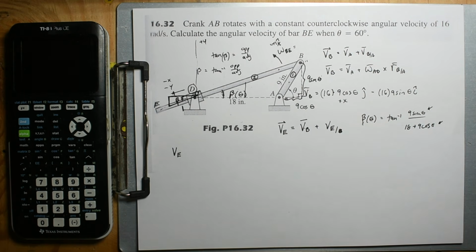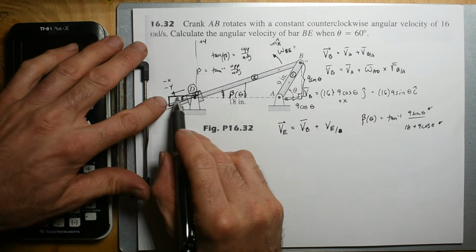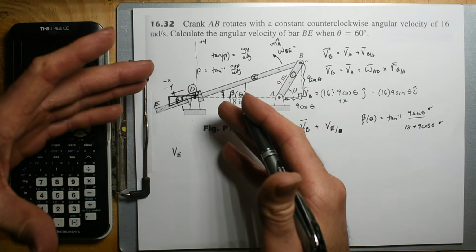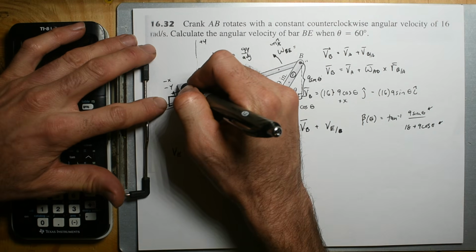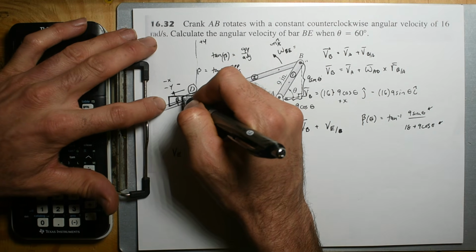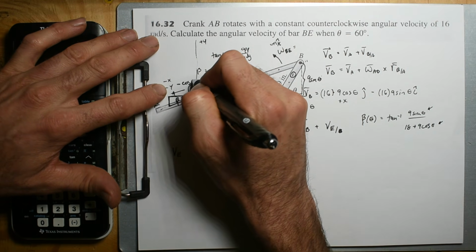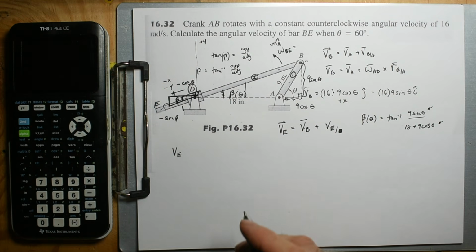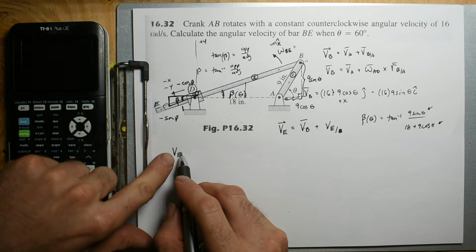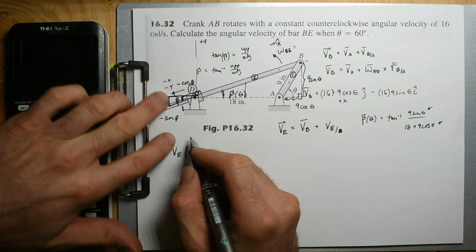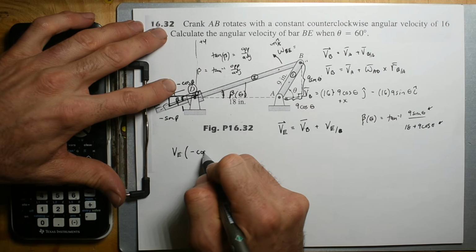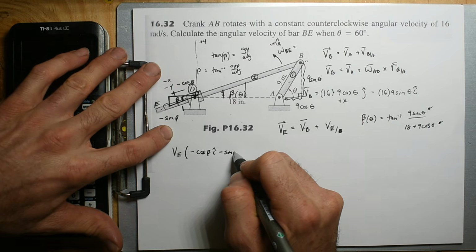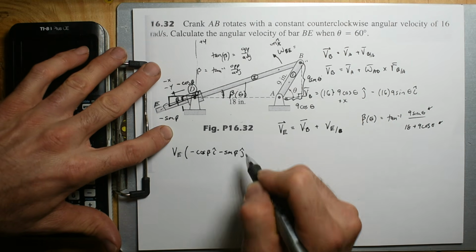Alright, we're back. So this component, if this is 1, I'm going to multiply it by a vector, but this is just the directions. This is going to be negative cosine beta, and this is going to be negative sine beta. Those are our directions. So I have whatever the velocity of E is, multiplied by negative cosine beta i hat minus sine beta j hat.